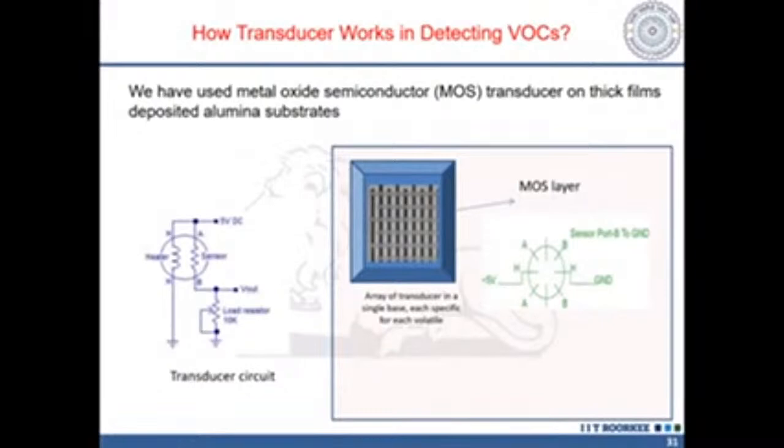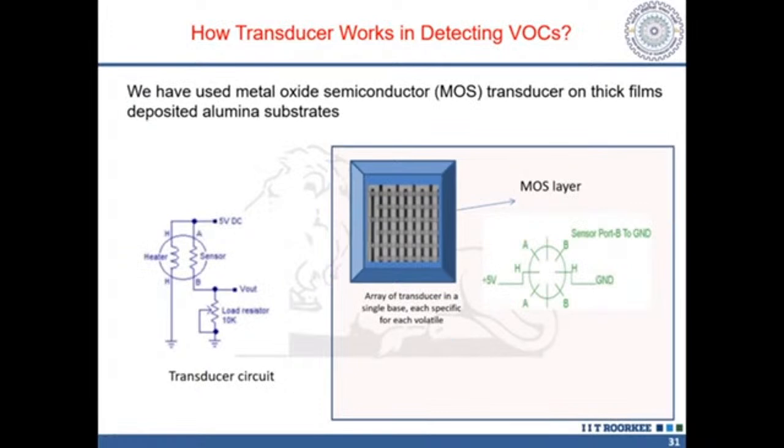Since we have three target metabolites, we made transducers of three metal oxides. We have here zinc oxide, titanium oxide, and silicon oxide. That's why we call it a hybrid transducer. So a single transducer can react with three specific volatile metabolites and gives a combined response.